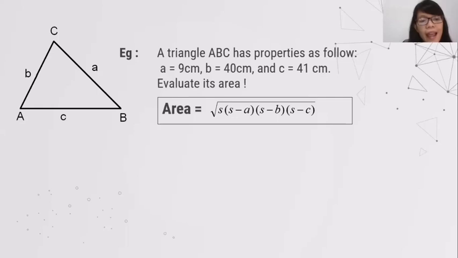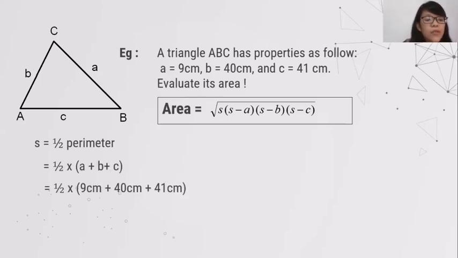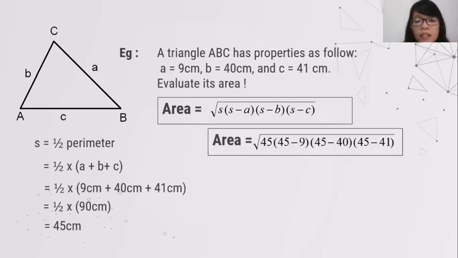So let's check for the S first. S equals to a half of perimeters. So we will substitute all the value to find the perimeter. That's equals to half times 9 centimeters plus 40 centimeters plus 41 centimeters. And then we got the result for S. It is 45 centimeter. Okay, and then let's substitute this value of S and value of A, B, and C to this formula. As we know that area equals to root of S times S minus A and so on. And then I substitute value of S and value of A, B, and C.